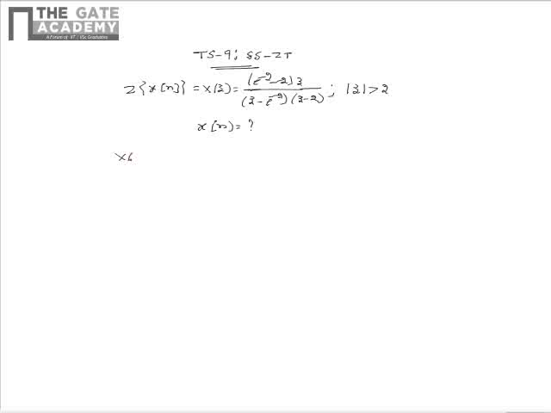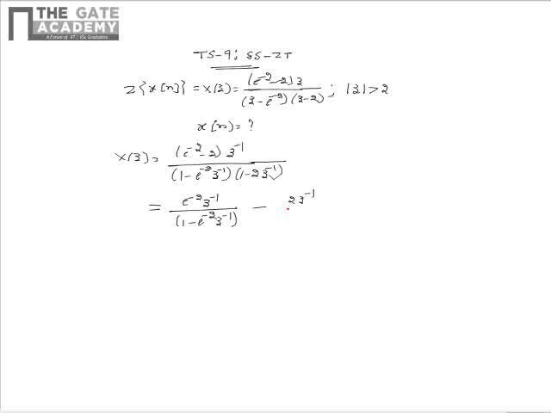So from the given data, X of z can be simplified as e power minus 2 whole multiplied by z inverse divided by (1 minus e power minus 2 z inverse) multiplied by (1 minus 2 z inverse). This is by taking z in common in both numerator and denominator. Now this can be split into partial fractions as e power minus 2 z inverse divided by 1 minus e power minus 2 z inverse, minus 2 z inverse divided by 1 minus 2 z inverse.